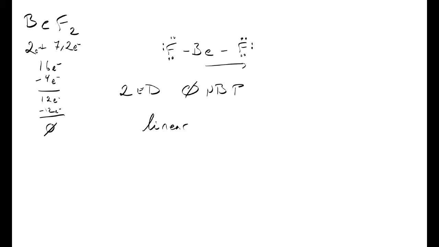This is the polarity of each of its bonds. They cancel out. It's nicely symmetrical. It is non-polar. So that is the molecular geometry and polarity of beryllium fluoride.